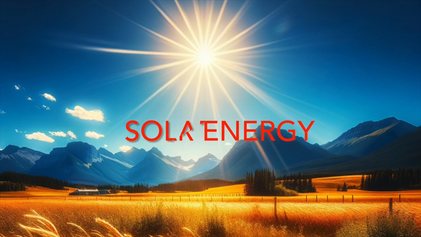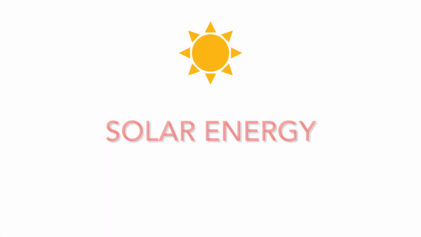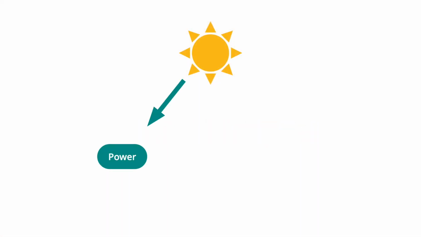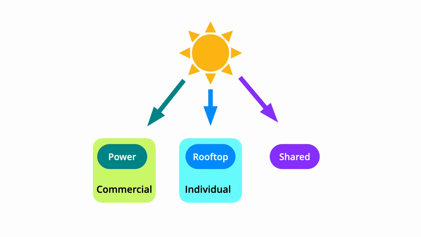Solar energy is an abundant and free resource. There are 3 ways to make use of solar energy: as a power producer, as an individual with a rooftop solar, or collectively with a shared solar project. The power producer has a commercial purpose: to sell electricity to the utility. Rooftop solar has an individual purpose: to buy less electricity from the utility. The shared project has a collective purpose: to allow multiple users to benefit from a single solar energy source.